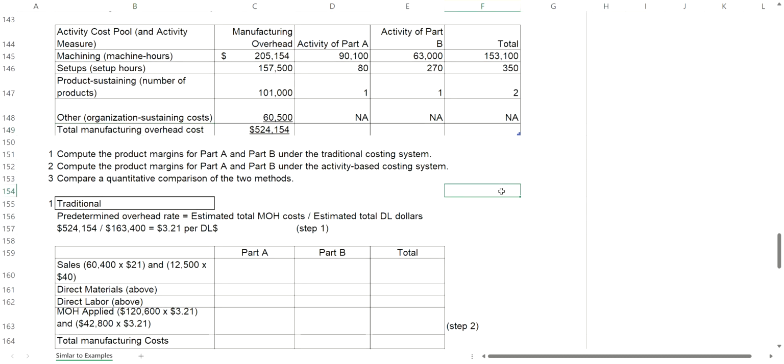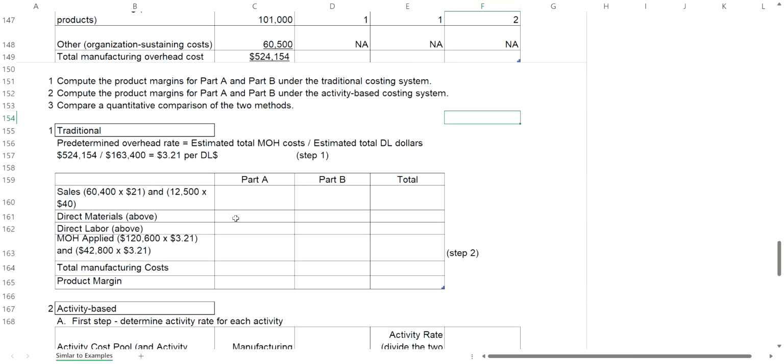Okay, so our steps are here. Compute the product margins for product A and B under the traditional costing system. Then compute the product margins for A and B under the activity-based costing system. And then we're going to compare the two methods. Okay, so we're going to start with traditional.